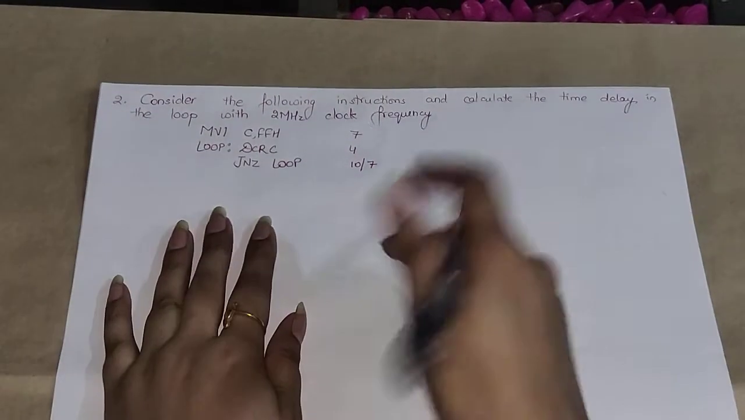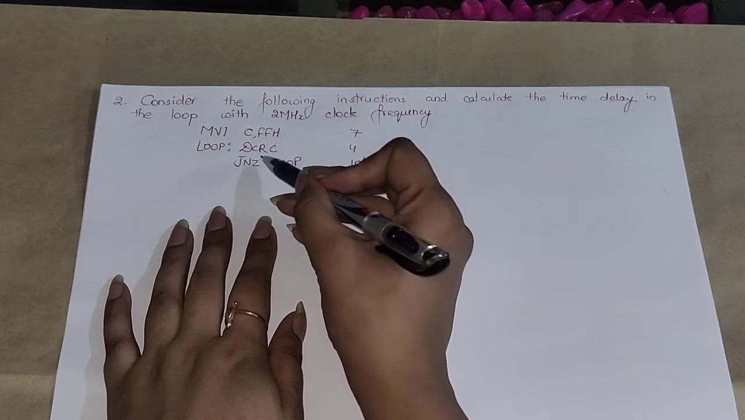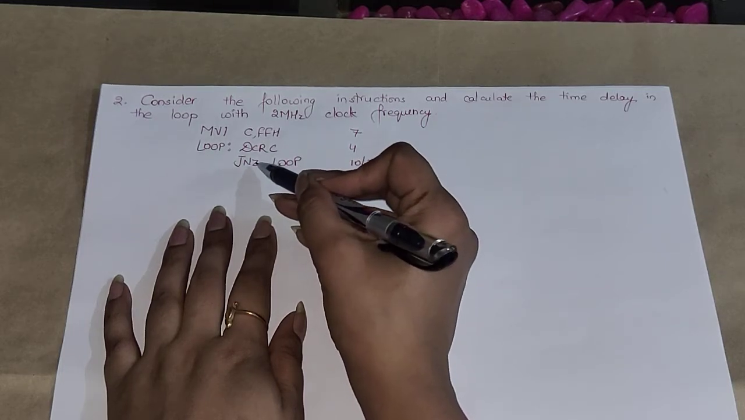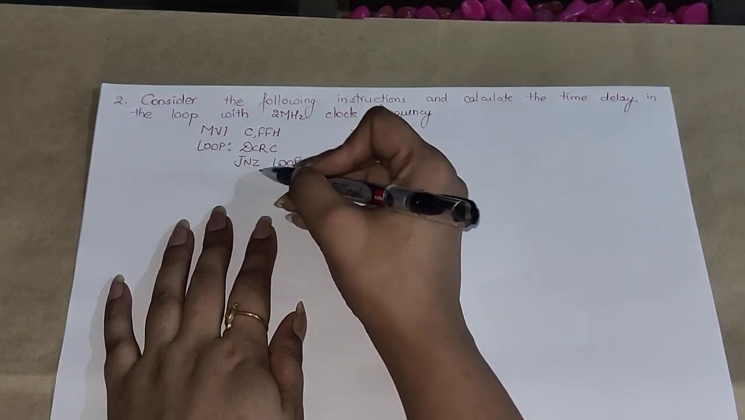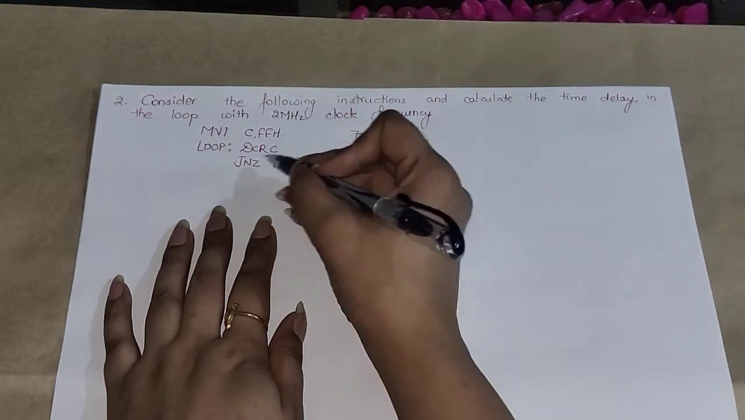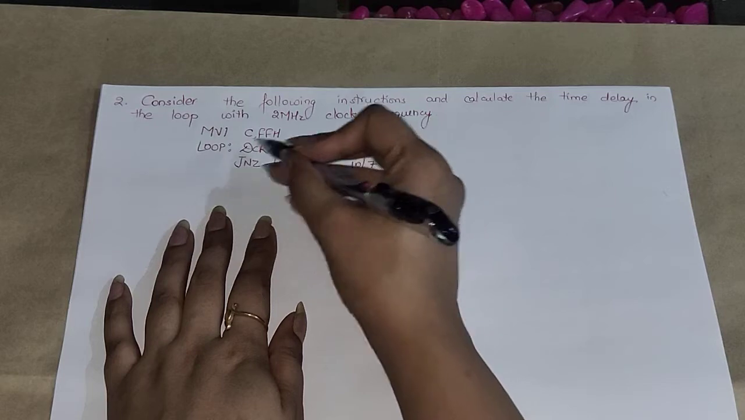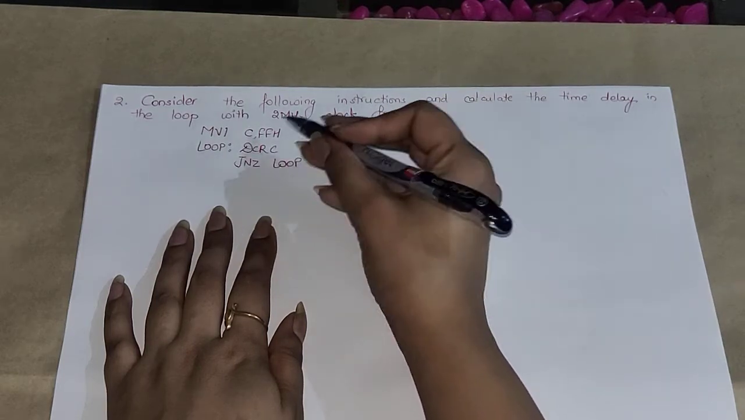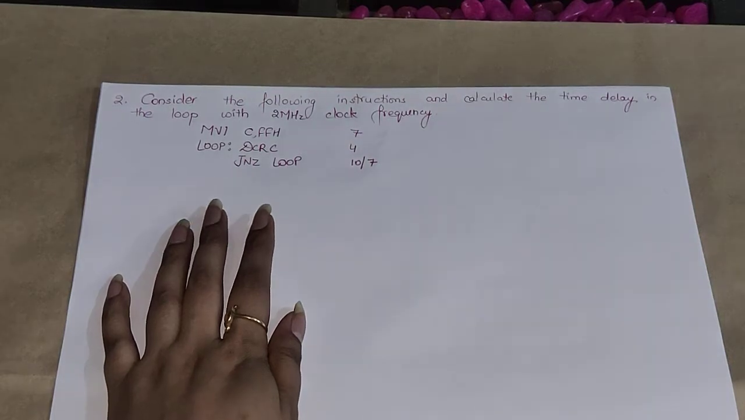10 by 7 means when JNZ, jump if not 0, is true, then it is taking 10 T states, but when this condition is false, then it is taking 7 T states. So you can say that JNZ is taking 10 T states when it is in the loop, and outside the loop it is taking 7 T states. Okay, clear? Now let's start with this.